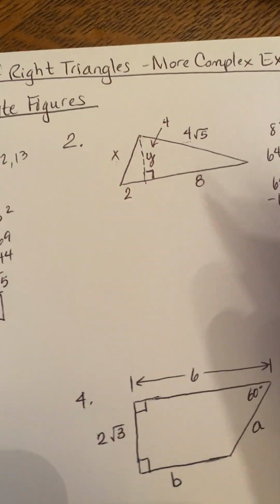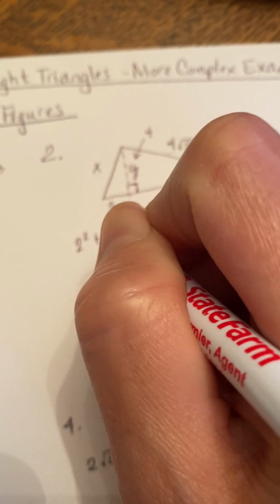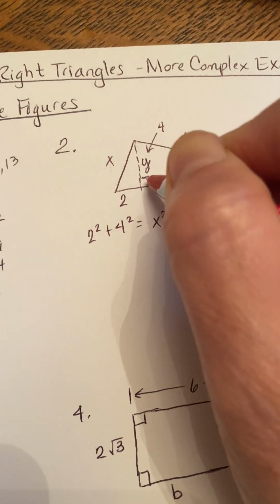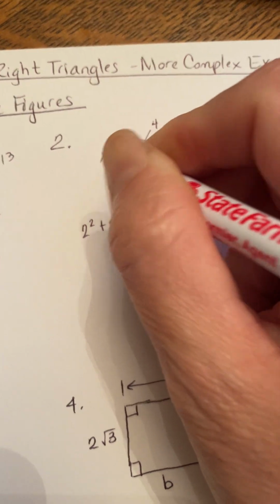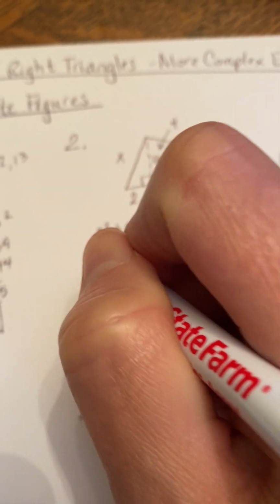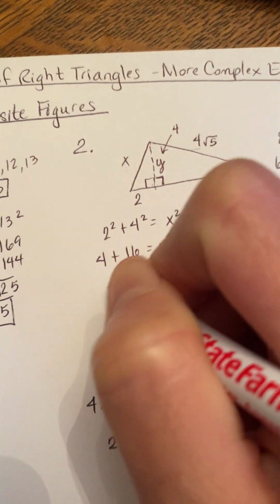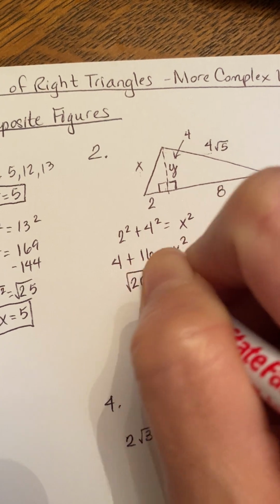So now I can do the Pythagorean theorem on the left side, and I can say 2 squared plus 4 squared equals x squared. By the way, if it's a right angle on this side, we know it's a right angle on this side also, which means that x is our hypotenuse, yes? All right, so then this becomes 4 plus 16 equals x squared. This is 20 equals x squared. Take the square root of both sides.